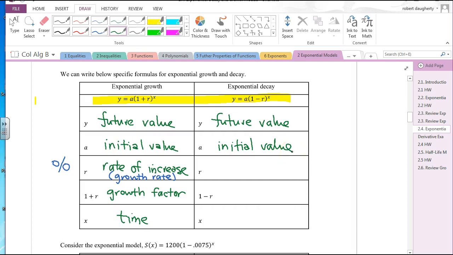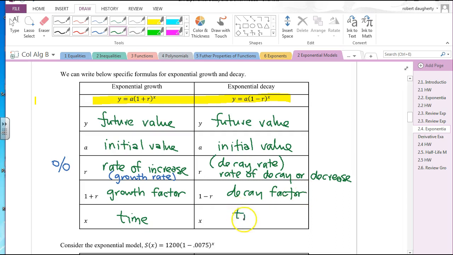And instead of r being my growth rate, what do you think r is here? It's decay rate or decrease rate. So this is my decay rate. So it's the rate of decay or decrease. And then 1 minus r, instead of being my growth factor, is my what? It's going to be my decay factor. And what is x in this model? It is what? Time. Okay, the exponent is always time in every model that we have.